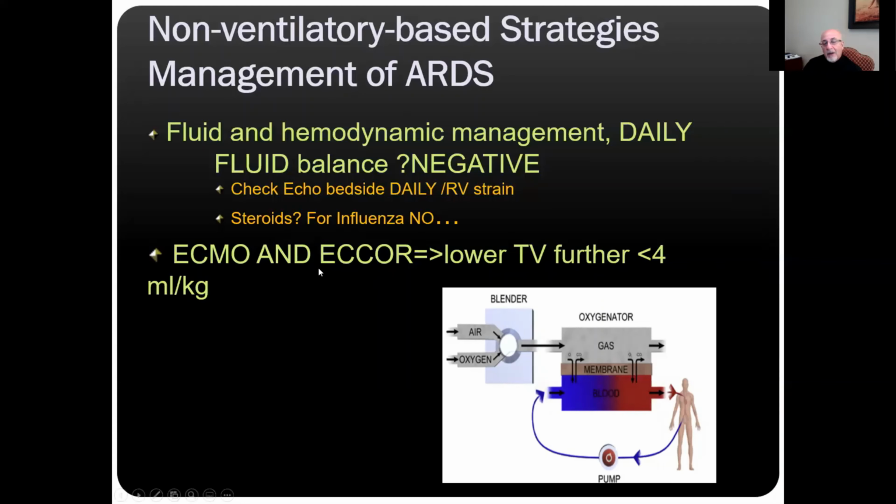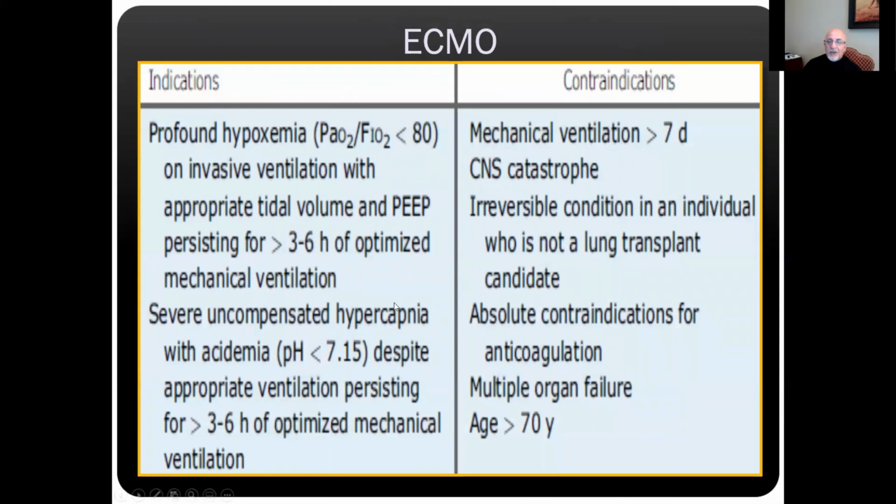ECMO and extracorporeal CO2 removal is further looked at if the patient's PF ratio is less than 80. And this should be a case-by-case evaluation. So indications for ECMO are profound hypoxemia with the PF ratios less than 80 when you have used invasive ventilation, optimizing the tidal volume and PEEP for at least 3 to 6 hours. There's severe uncompensated hypercapnia with severe acidosis despite appropriate ventilation persisting for 3 to 6 hours. One may benefit from ECMO and ECCO2R.